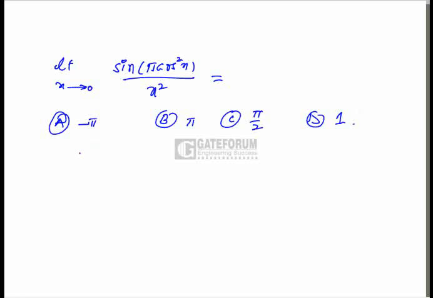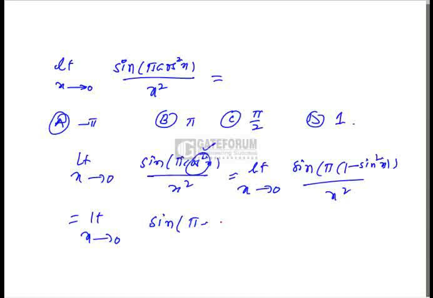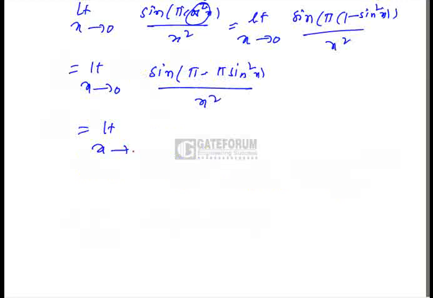The given limit is, limit x tends to 0, sin of pi cos square x by x square. We have to evaluate this limit. I'll convert this cos square x into sin square x. Cos square x can be written as 1 minus sin square x, so the limit is sin of pi minus pi sin square x by x square. Sin of 180 minus theta is nothing but sin theta, which gives sin of pi sin square x by x square.